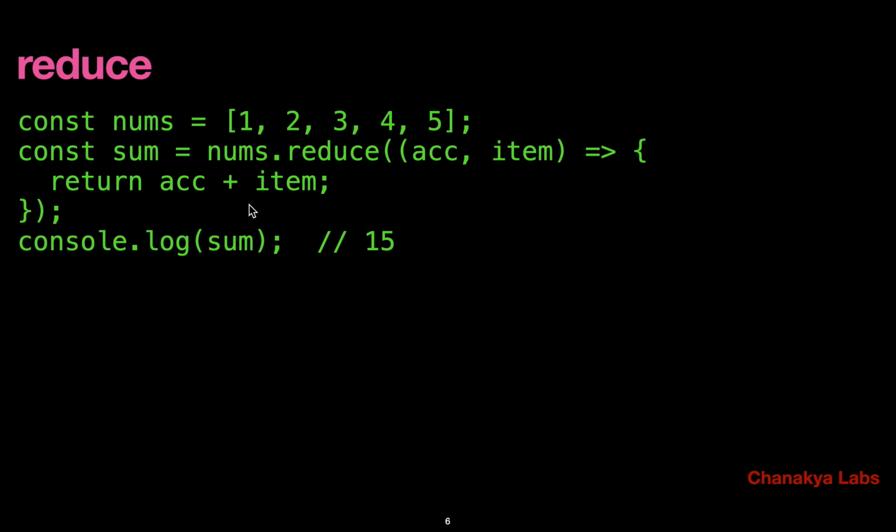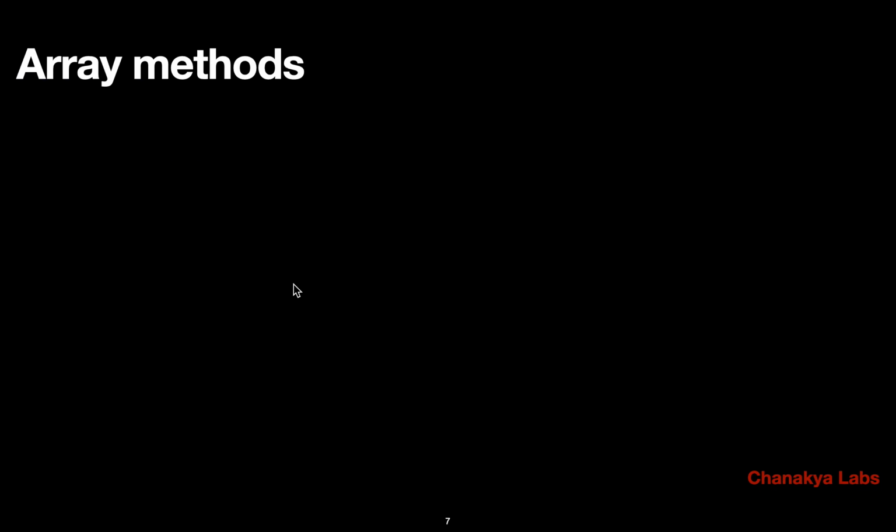Fair enough. I think we are clear on how reduce works, and instead of this summation, you can write any logic you want. You just have to understand that whatever you return from the earlier iteration will be used in the next iteration as ACC. That's fine. Now let's look at a few more array methods in the next video.